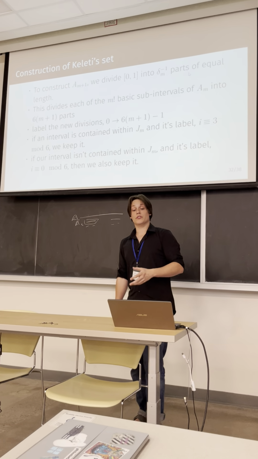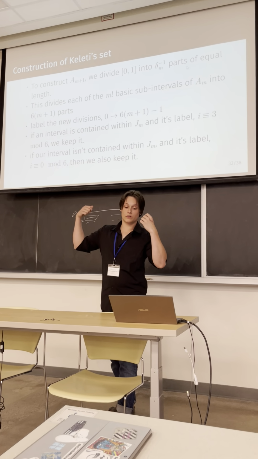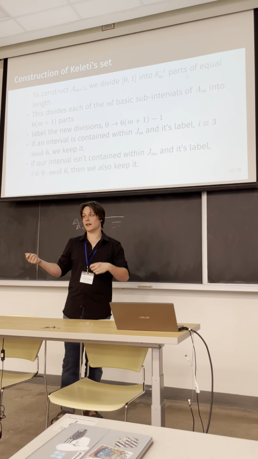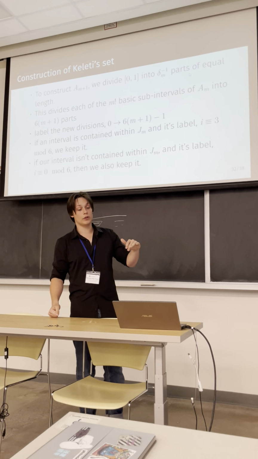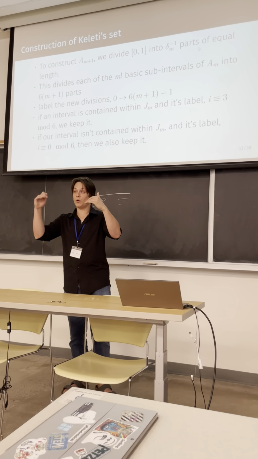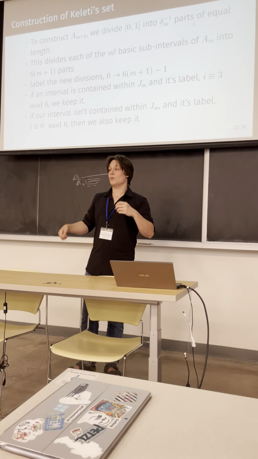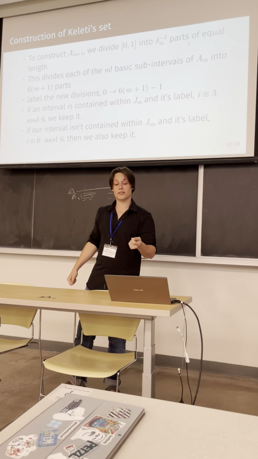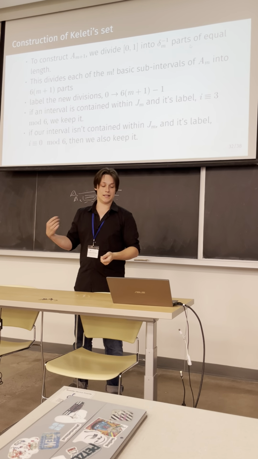In general, when constructing Colletti's set, to construct A(m+1) from A(m), we divide the unit interval 0 to 1 into 1 over delta m parts. We choose 1 over delta m because that times delta m is equal to 1, and that's the length we want. This divides each of the m factorial basic subintervals of A(m) into 6 times (m+1) parts. First we started with 12, and then 18. So 6 times 2, and then 6 times 3. Once we split them up, we label these new divisions 0 through 6 times (m+1) minus 1. In the first one, 0 to 11, and in the second, 0 through 17.